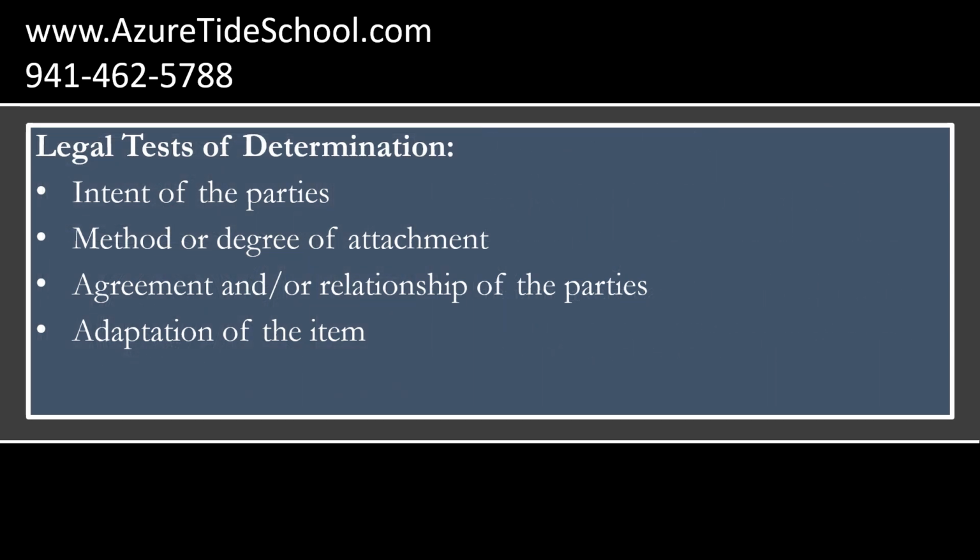Legal test of determination summarized. You have intent of the parties, method or degree of attachment, agreement and/or relationship of the parties, and adaptation of the item.